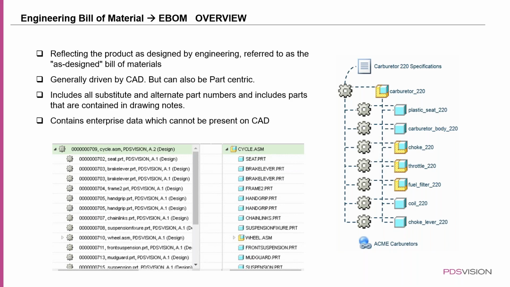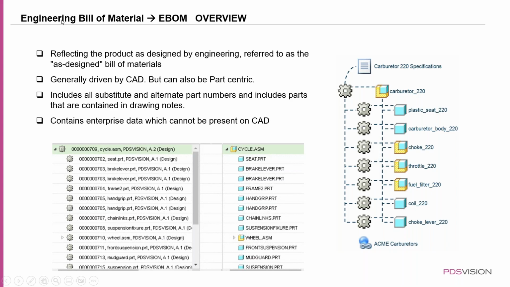And as you can see, it is reflecting the product as designed by engineering, and hence it is referred to as the as-designed bill of material, and it's generally driven by CAD. But it can also be part centric. And what does it mean? It can be part centric.